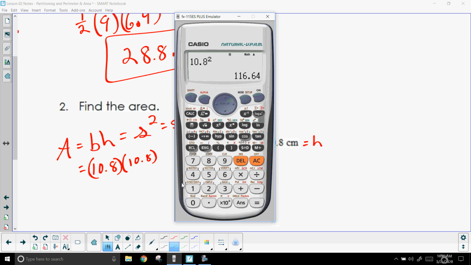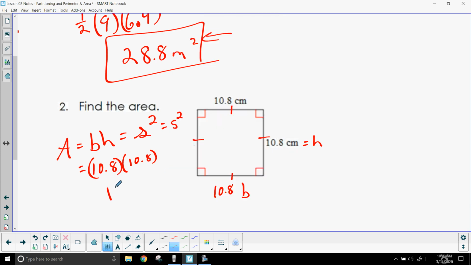116.64. And if they wanted me to round to the tenths place, 116.6, because the 4 does not round that 6. Oh, forgot my units. Let's make a little spot right here for it. Centimeter squared. Alright, there's that trapezoid one.